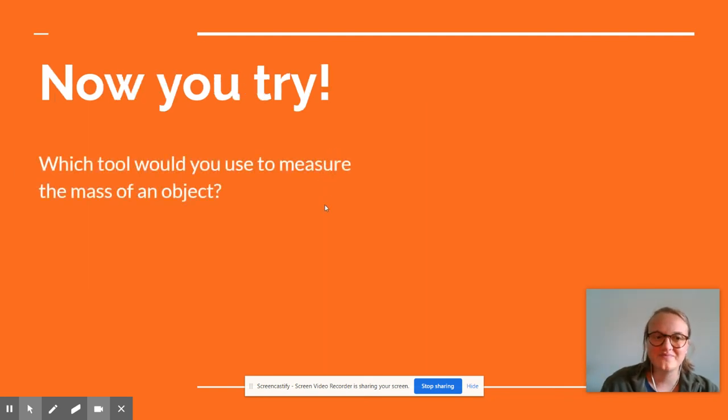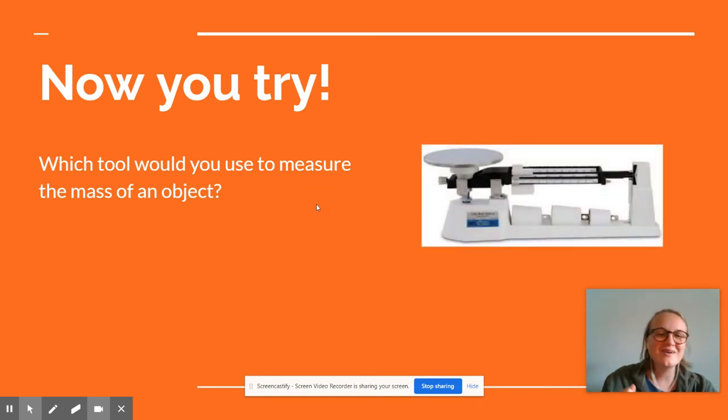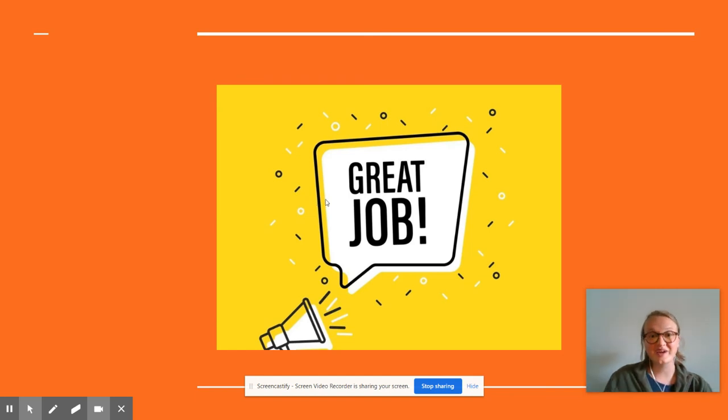Now give this a try. Which tool would you use to measure the mass of an object? If you said triple beam balance, you are correct. Now, what unit of measurement do you use to find the mass of an object? Grams. You guys are crushing it. I believe in you. Great job.